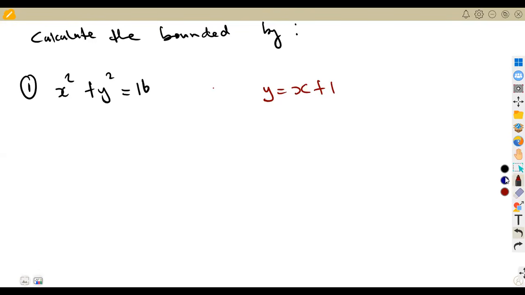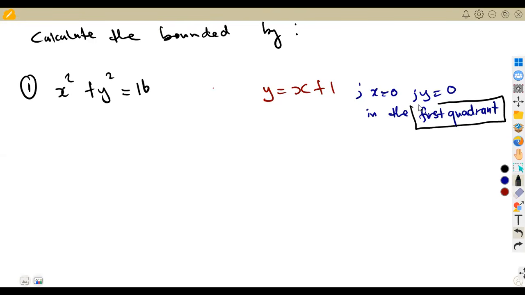And also we are given to be taken in between the line of x is equal to 0, the line of y is equal to 0, and it must be in the first quadrant, because remember, a circle covers all of the 4 quadrants. But here they have mentioned that our area is supposed to be in the first quadrant.